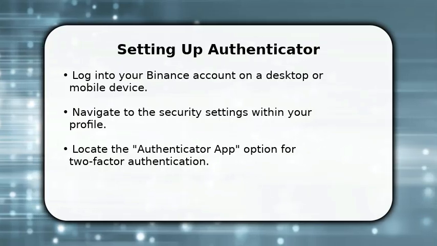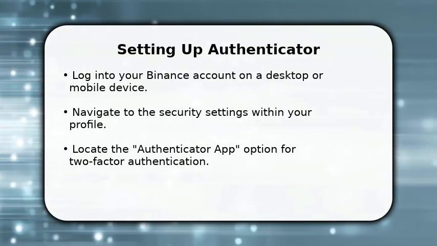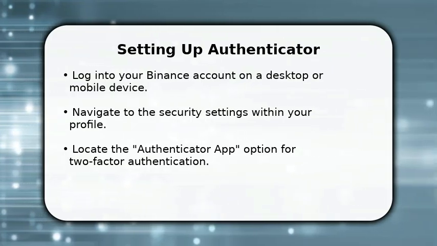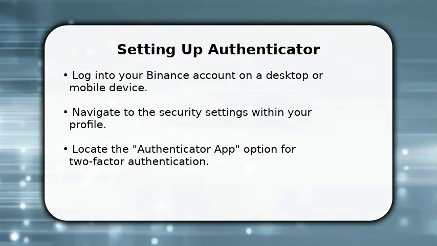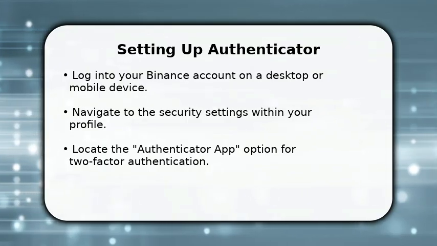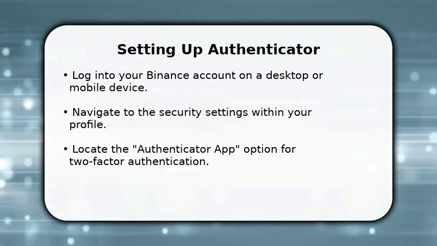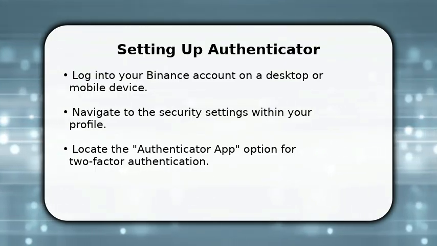In this video, I will explain how to set up the Binance Authenticator app. First, you will need to log into your Binance account, either through the website on a computer or using the mobile application. Once logged in, find your profile icon and click on it. From the drop-down menu, select Security to access your account's security settings. Within this section, you will find the option labeled Authenticator app, which is used for two-factor authentication.